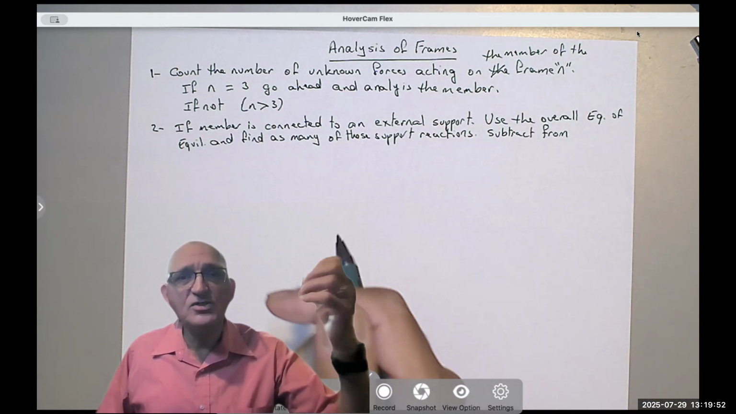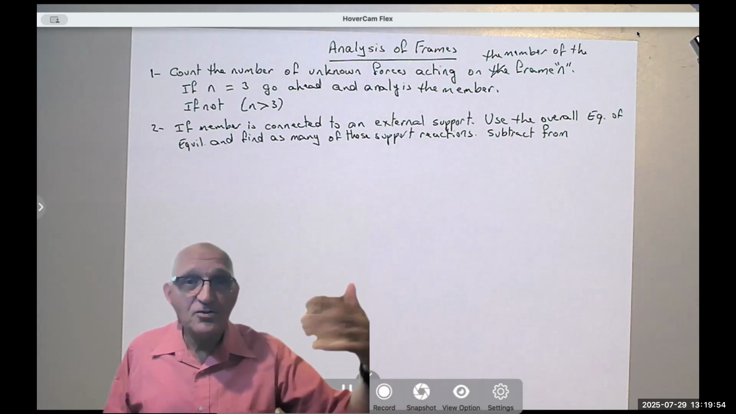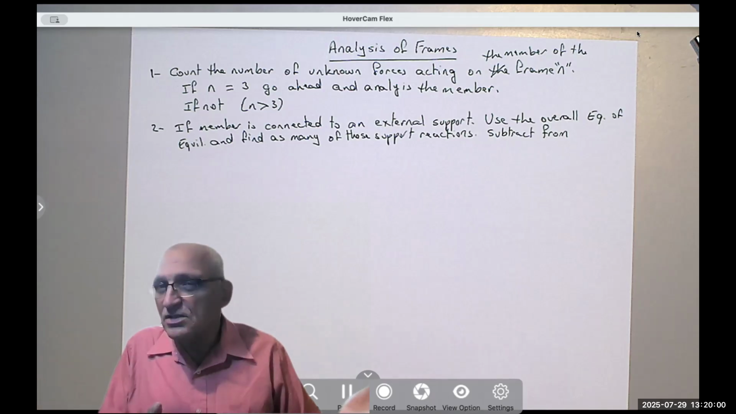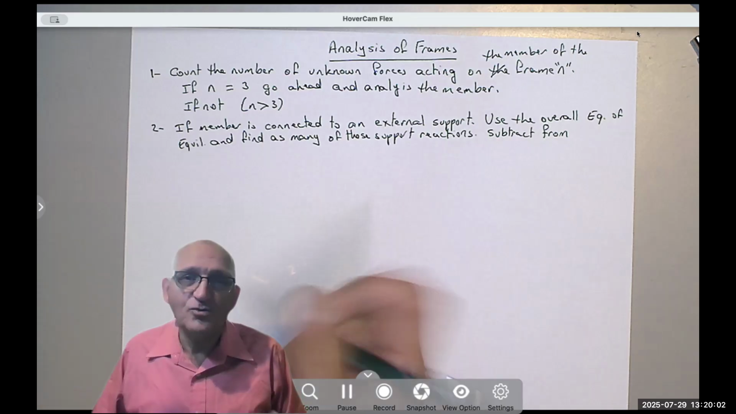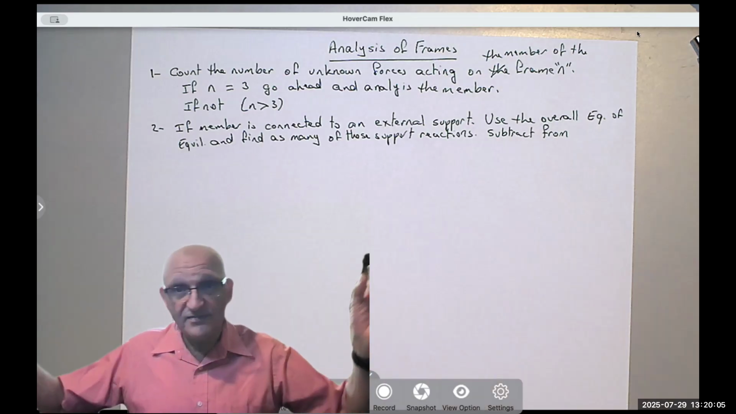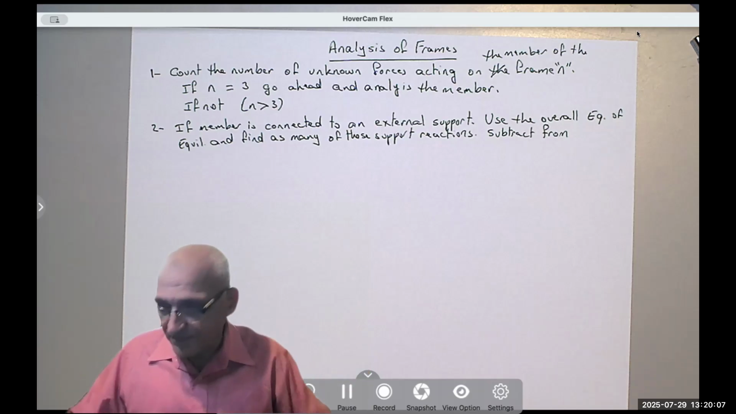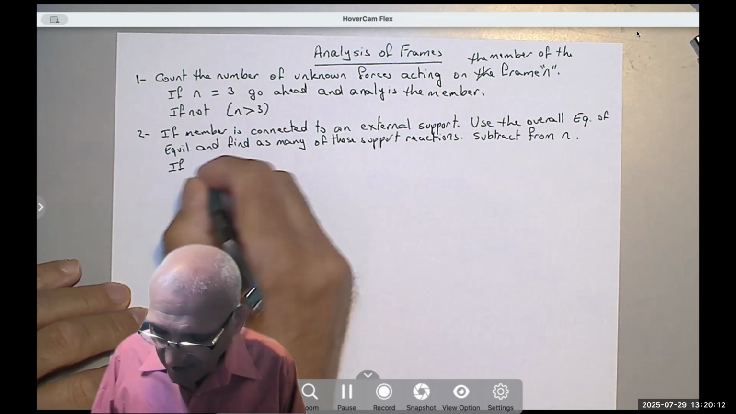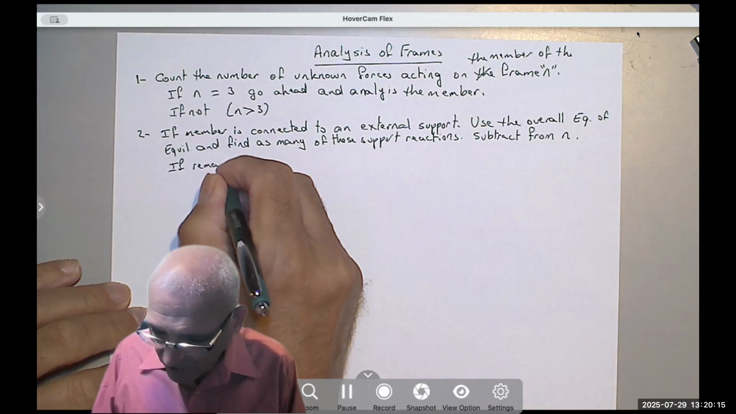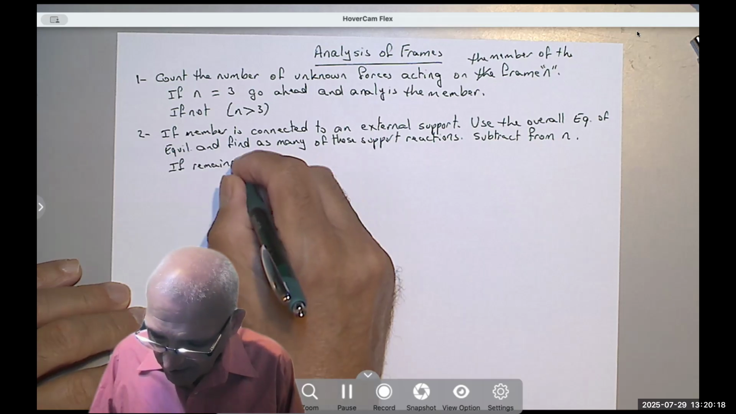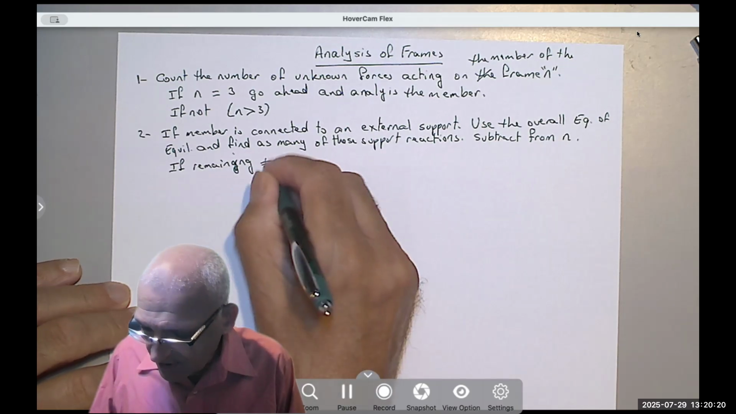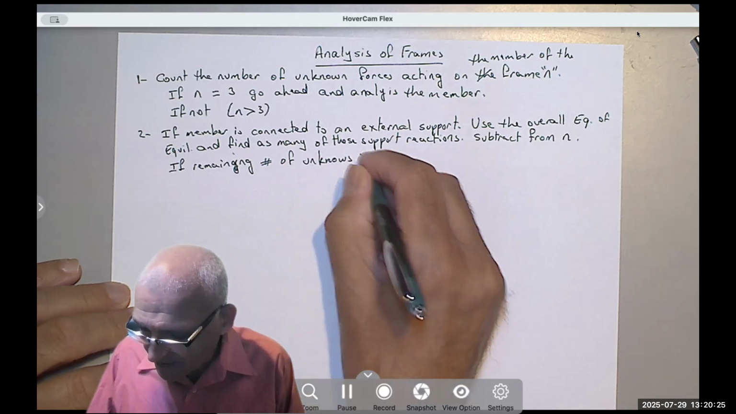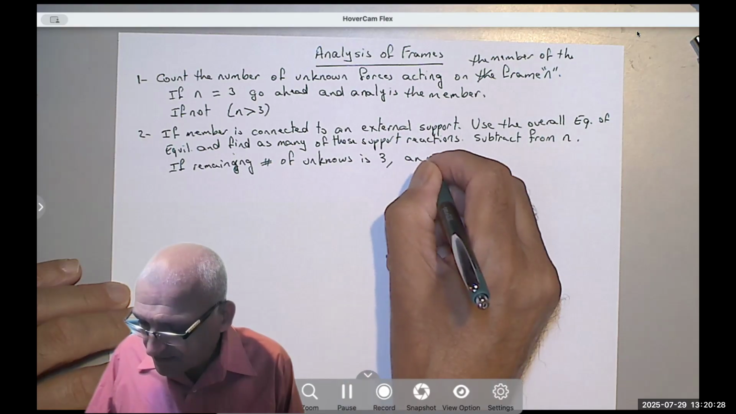So if this frame was connected to a roller, I could find the external support reaction of the roller, then it's no longer an unknown, so I subtract one. If it's a pin, I subtract two. If it's both a roller and a pin, I subtract three. Okay, subtract from n. If the remaining number of unknowns is three, analyze.